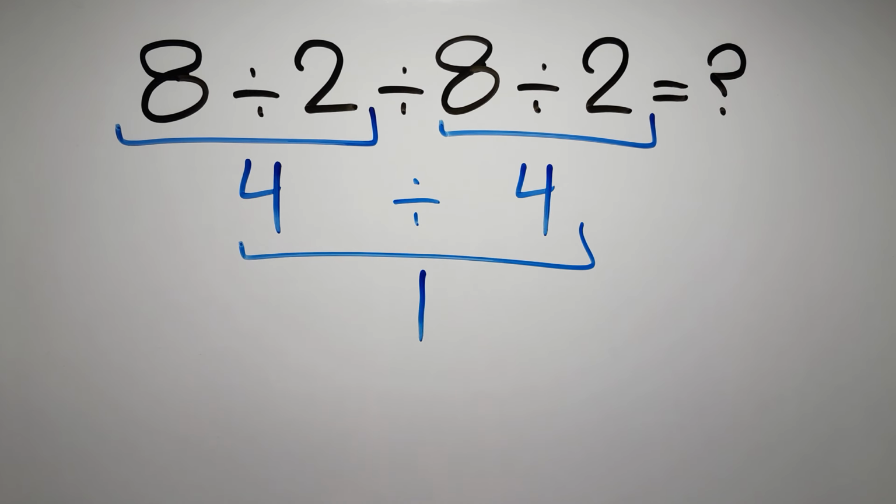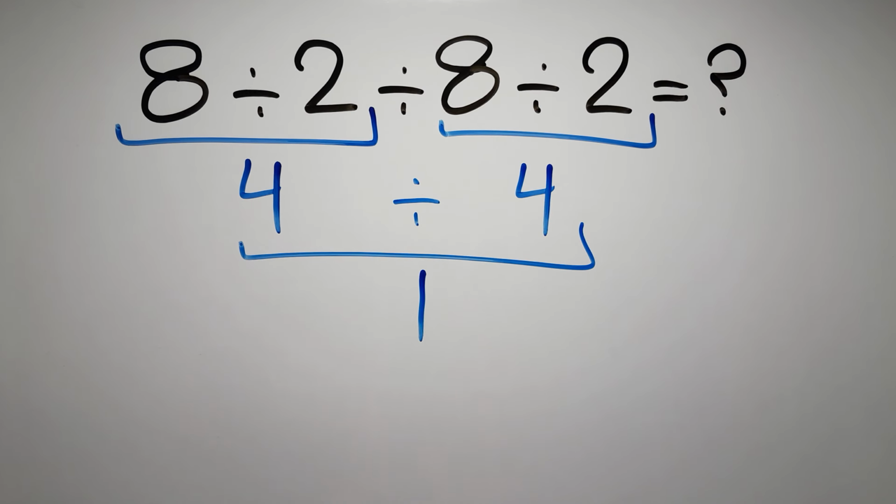So first we have to do this division. 8 divided by 2 gives us 4. So 4 divided by 8 divided by 2. Now we have to do this division. 4 divided by 8 can be written as 4 over 8. And 4 divided by 4 gives us 1. And 8 divided by 4 equals 2. So here we have 1 over 2.